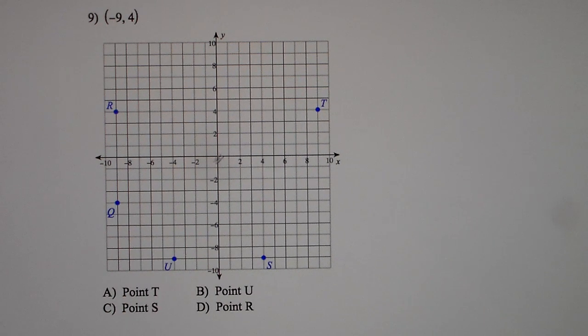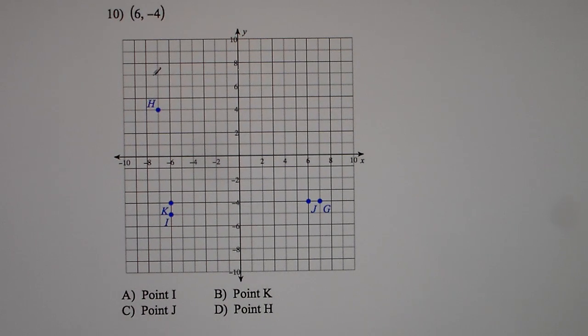Number 9, we have negative 9, 4 up. So that's right here, that's point R. It has a little R next to it. So point R is option D. So that's the answer to number 9. Number 10, we have 6, negative 4. So 6 to the right, 4 down. That would be J. So option C for number 10.